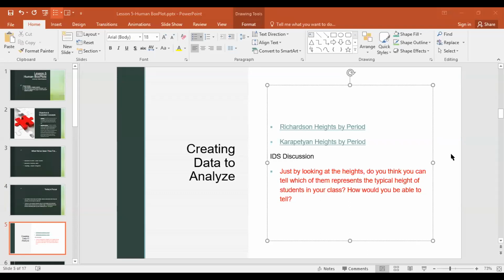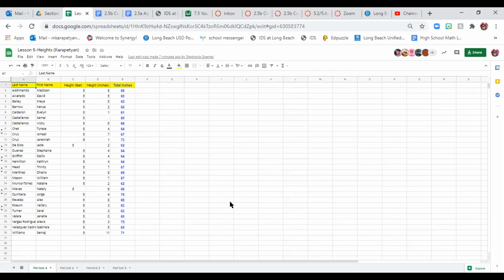Okay. I want you guys to respond publicly in the chat to this question. And I'm going to share our table here in case you want to look at it. And tell me, can you determine what the typical height is? Yes? Great. What do you think it is? No? What do you think we might need to do to figure it out?